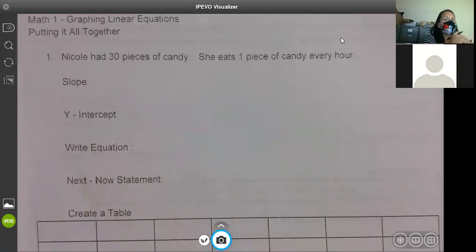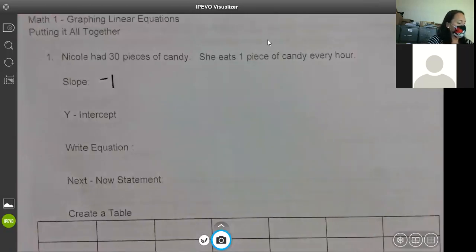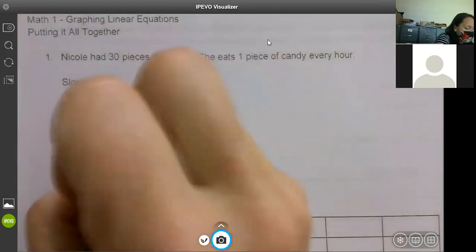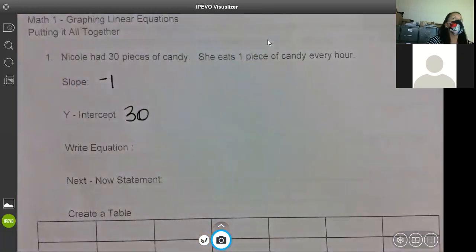So if we look at this, it says Nicole had 30 pieces of candy. She eats one piece of candy every hour. So what is her slope or her rate of change? Why is it -1 and not just +1? She eats it, so it takes it away. Perfect. So your slope is -1. What is your y-intercept? Why is it 30? That's where she starts.